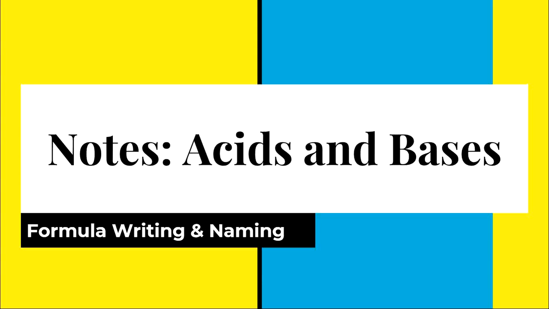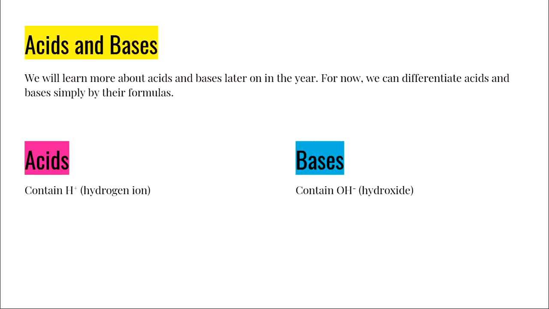Let's learn how to name and write formulas for acids and bases. If you think back to biology, when you talked about acids and bases, we really talked about the pH scale, right? Anything less than a pH of 7 is an acid, anything greater than a pH of 7 is a base. Now we will talk more about acids and bases and go in depth later on in the year. Right now, all you need to know is that acids contain the hydrogen ion and bases contain the hydroxide ion when they dissociate in water.